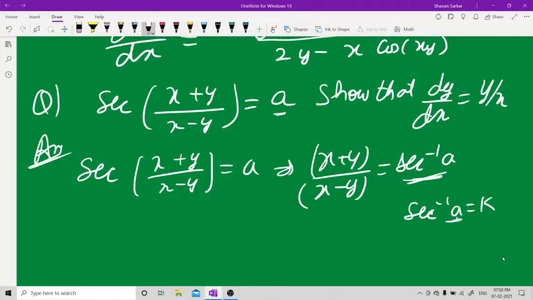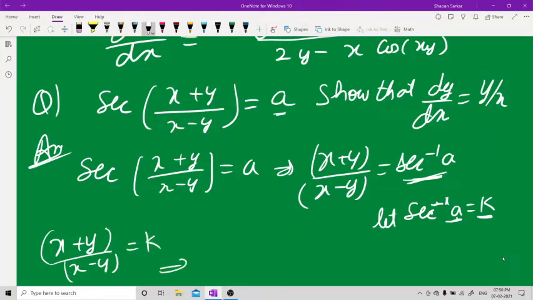A constant होने के कारण sec inverse a constant है. Let it be k. तो write (x plus y) upon (x minus y) equal to k. So this will give me x plus y equal to kx minus ky.